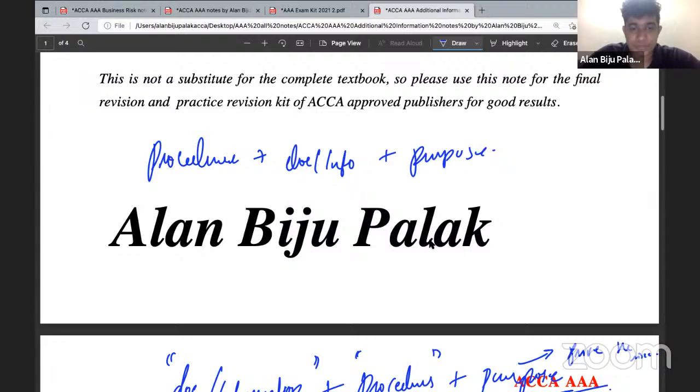Then next one, perform analytical procedures by comparing dash with the previous year or industry data, and investigate any significant variances.